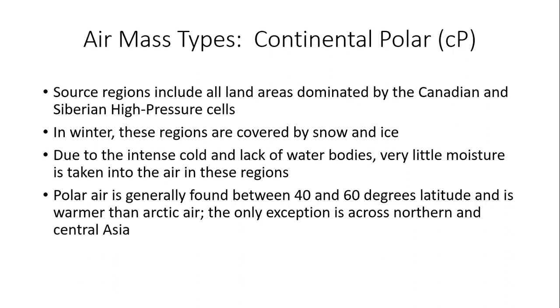Moving on now to a discussion on continental polar air masses. This is abbreviated by the letters CP. Now, these source regions include all land areas which are dominated by the Canadian as well as the Siberian high pressure cells. And in the wintertime, these regions are covered by snow and ice in general. We go up to Canada as well as over Siberia, northern Asia. It's going to be covered by snow and ice. Now, due to the intense cold and the fact that we have this lack of water bodies available, there's going to be very little moisture that's taken into the air in these regions.